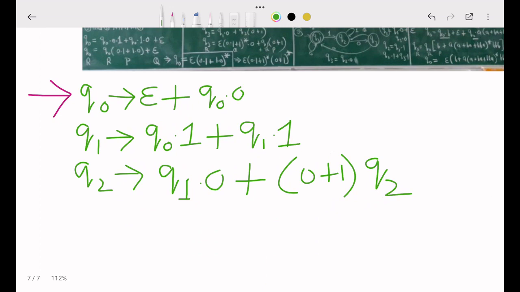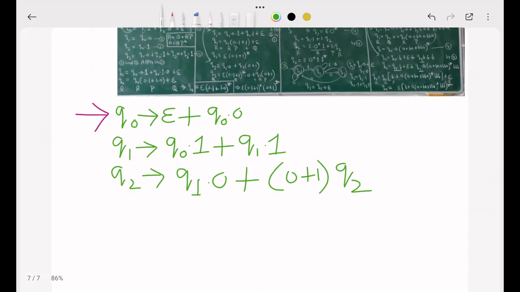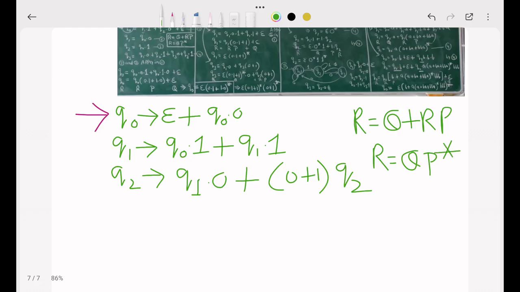Now once you have written all this, I will use my Arden theorem. What is my Arden theorem? R is equal to Q plus RP. It implies that R is equal to QP star. This is my Arden theorem.